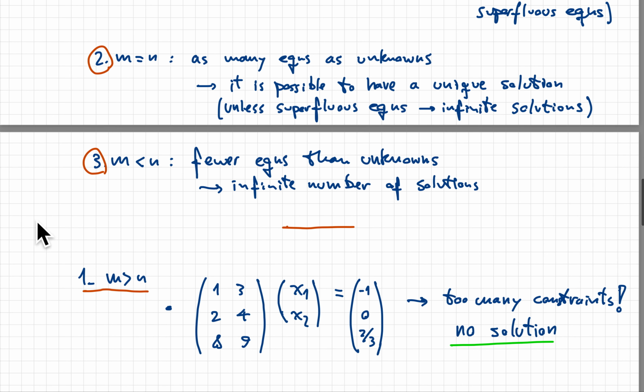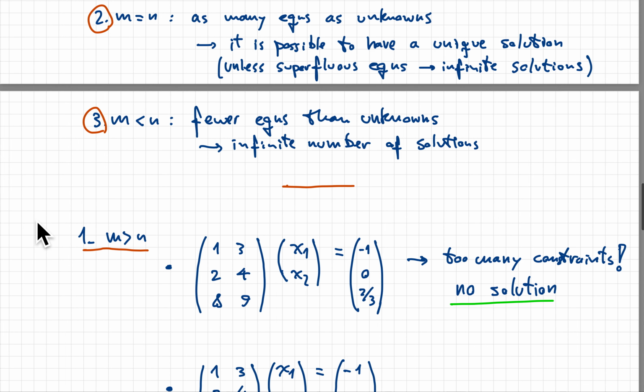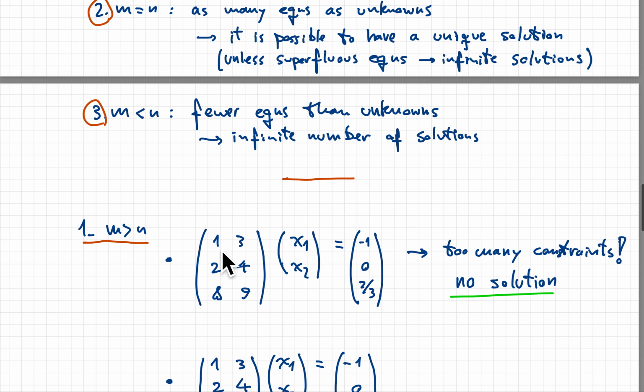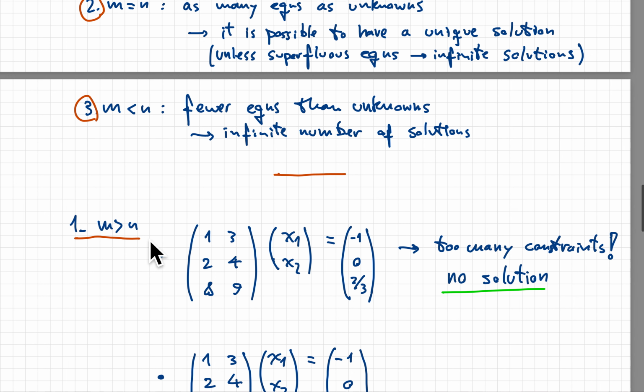So in the first case, where m is greater than n, here's an example. You may have more equations that are known. That's what this means, m greater than n. And so here are equations. They're specified by this matrix, 1, 3, 2, 4, 8, 9. And the equations basically tell us that 1x1 plus 3x2 has to be equal to -1. And so on and so forth, 2x1 plus 4x2 has to be equal to 0. And 8x1 plus 9x2 has to be equal to 2/3. For whatever reason. This is just a random example I came up with.